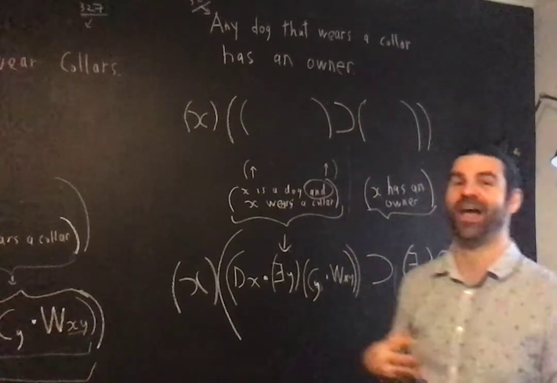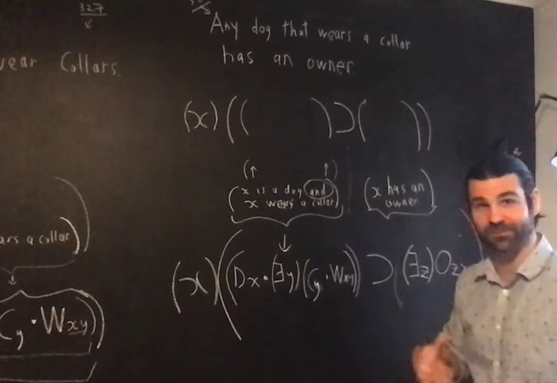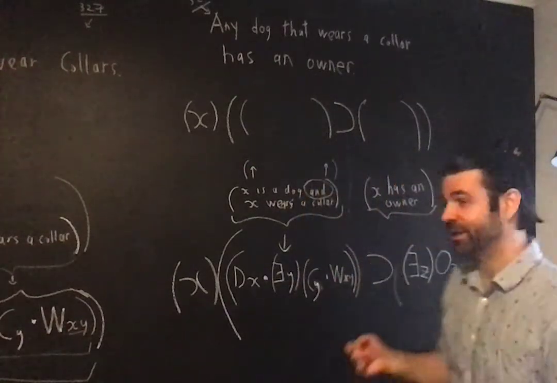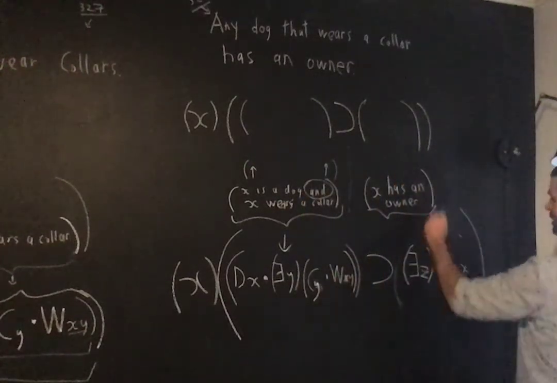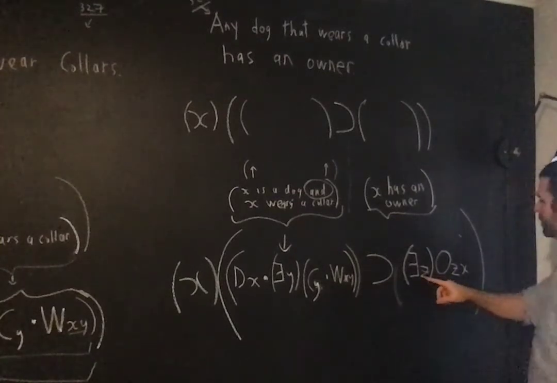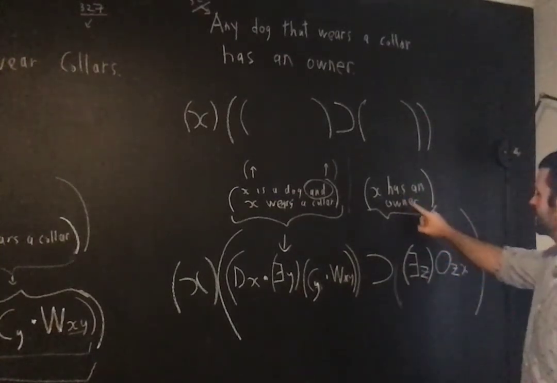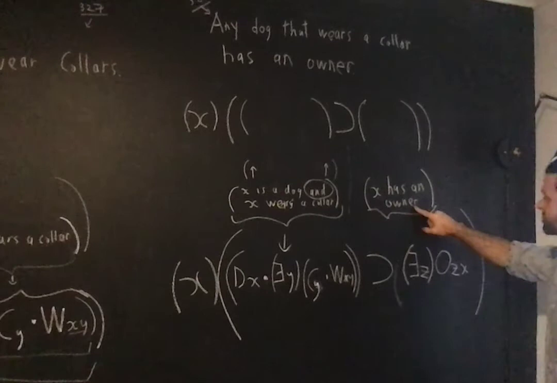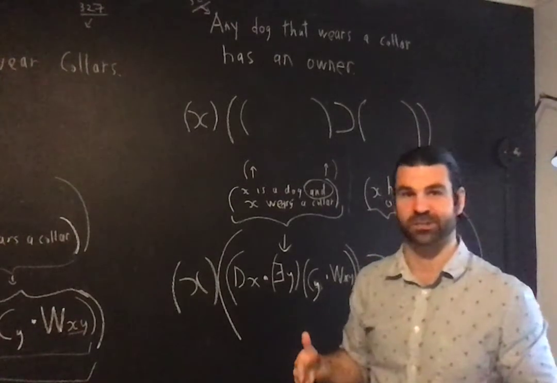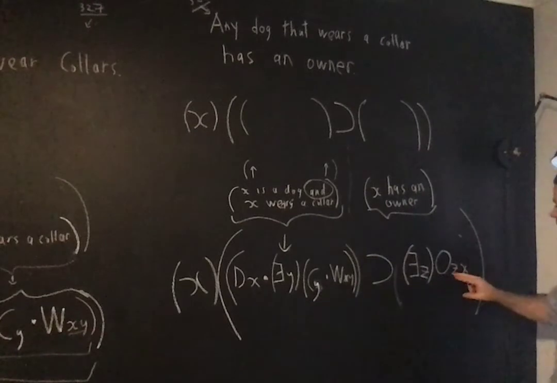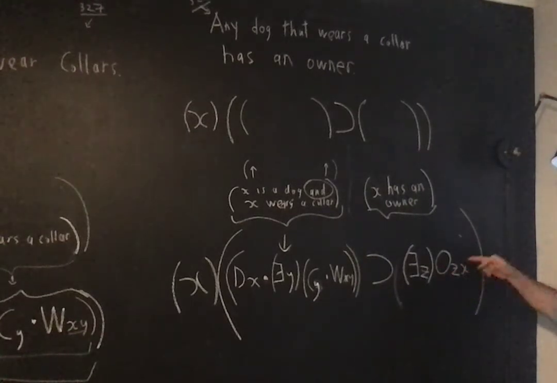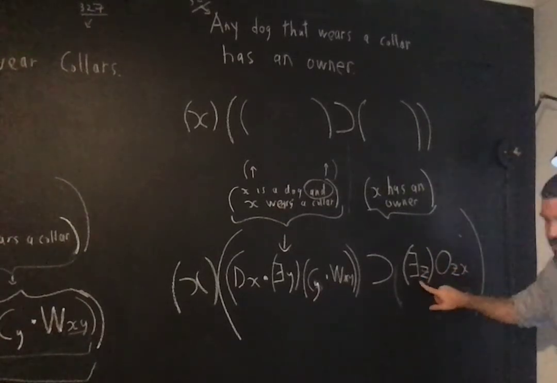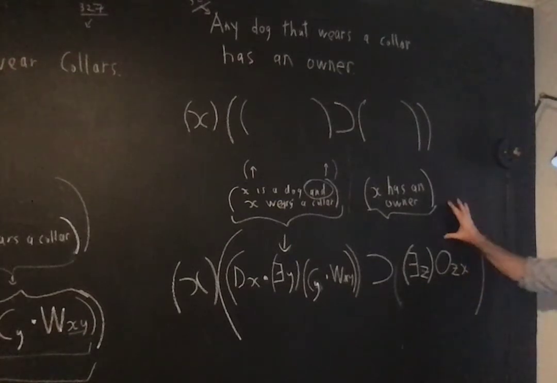Having is a possessive relation, right? So it's a relation. That's what I'm trying to say. X has y. So we're asserting the existence of an owner, right? X has an owner. Sorry, so I am asserting the existence of something that is owning x, right? There exists a z such that O, Z, X. There exists a z such that z owns x, right?